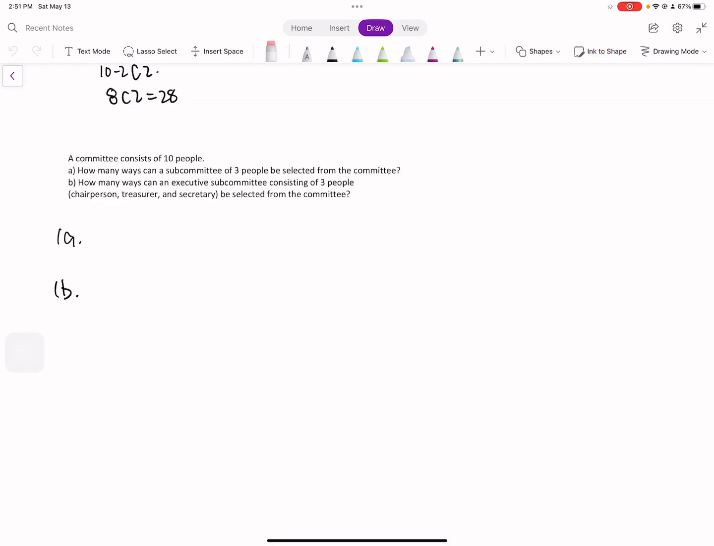Alright, the next question. A committee consists of 10 people. How many ways can a subcommittee of 3 people be selected from the committee? How many ways can an executive subcommittee consisting of 3 people, chairperson, treasurer, and secretary, be selected from the committee?